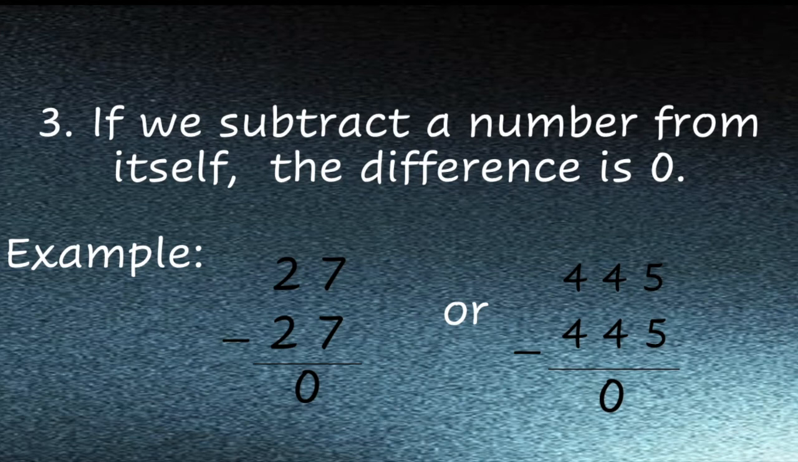Here we saw three properties. First property: when you subtract 0 from a number, it gives you the same number itself. Second property: when you subtract 1 from a number, it gives you the predecessor of the given number. Third property: when we subtract a number from itself, the difference, that is the answer, is 0. So these are the three properties.